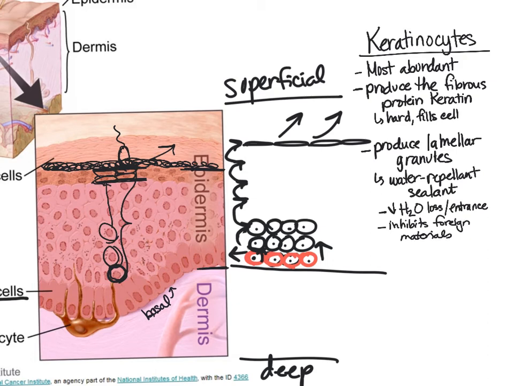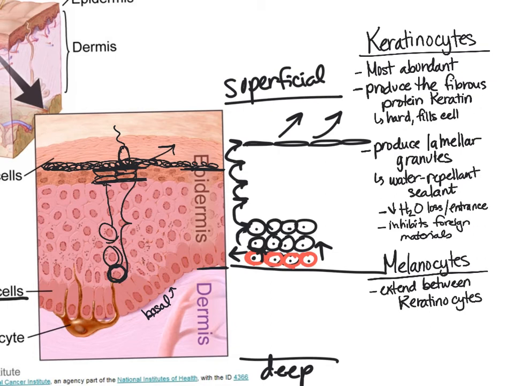The next most abundant cell that we are going to talk about are the melanocytes. So the melanocytes are going to extend between the keratinocytes. If we look at the image, this is an example of a melanocyte. Now you can see it has projections that are going to go in between the keratinocytes. This is just an illustration of a single one for simplicity, but we have lots of melanocytes stretching out their long projections in between all these different keratinocytes.